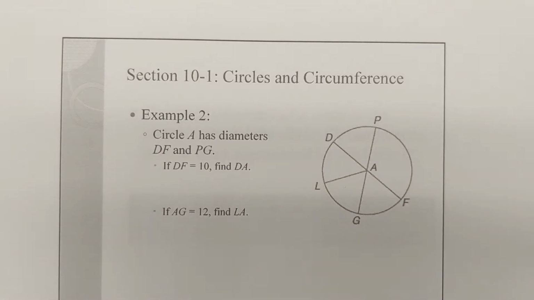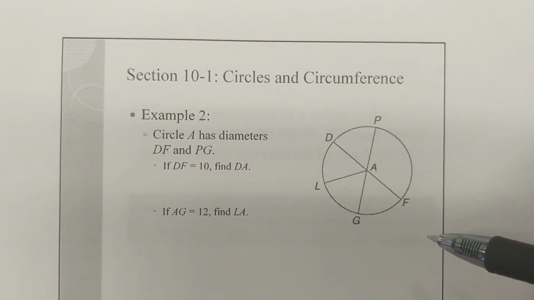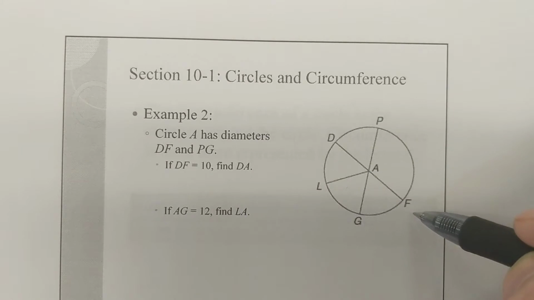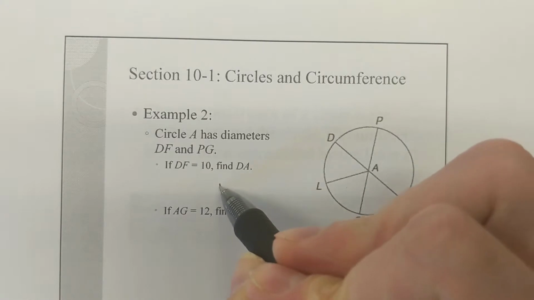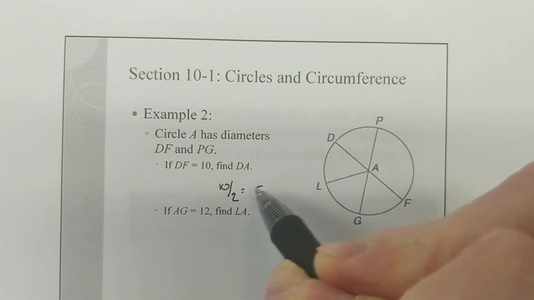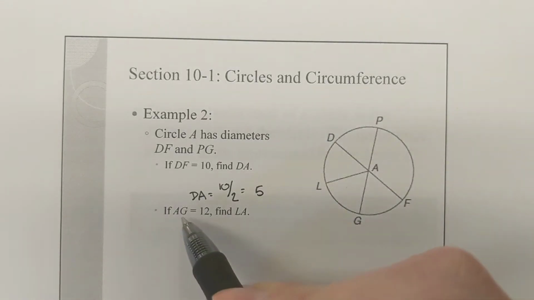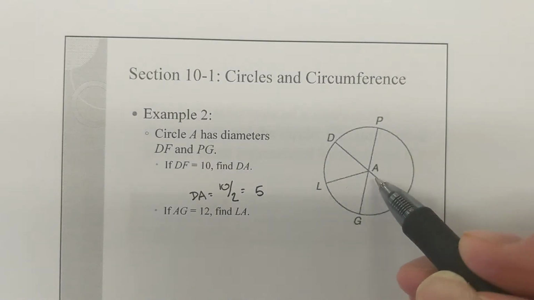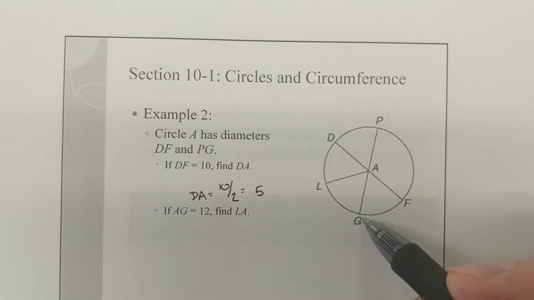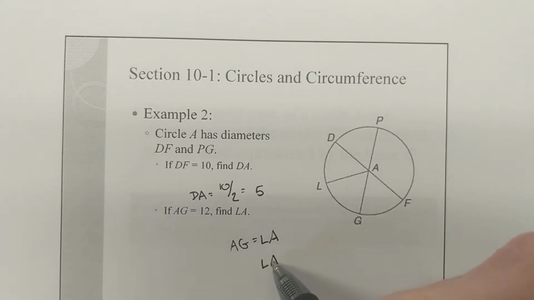Example 2 here. Circle A has diameters DF and PG, which both pass through the center. So the first one here, if DF is equal to 10, find DA. So DF is a diameter, DA is a radius, and radii are always half of diameters. So DA is 5. Second one here, AG is 12, so that's that distance. Find AL. Now, AG is a radius, as is LA, which means that AG is equal to LA. So LA is equal to 12, because AG is.